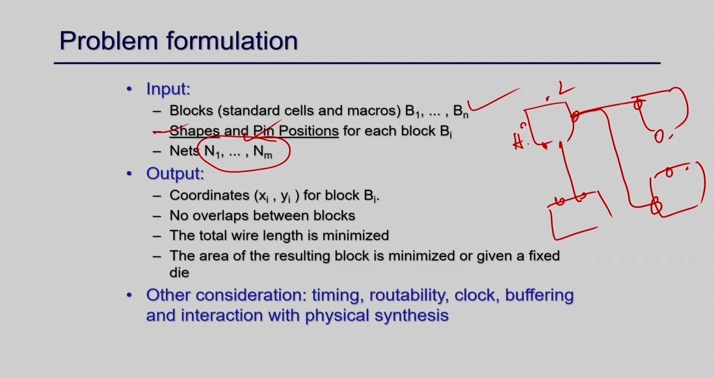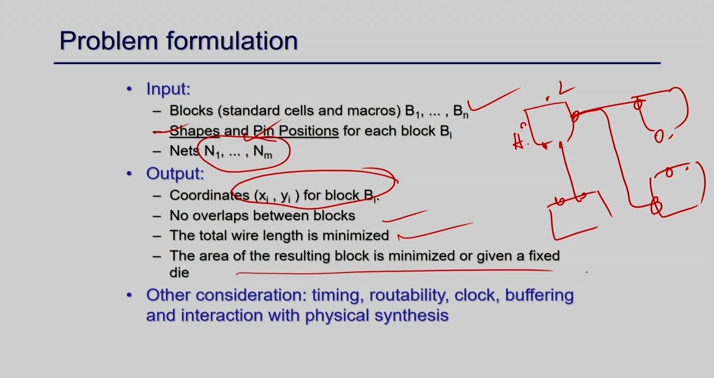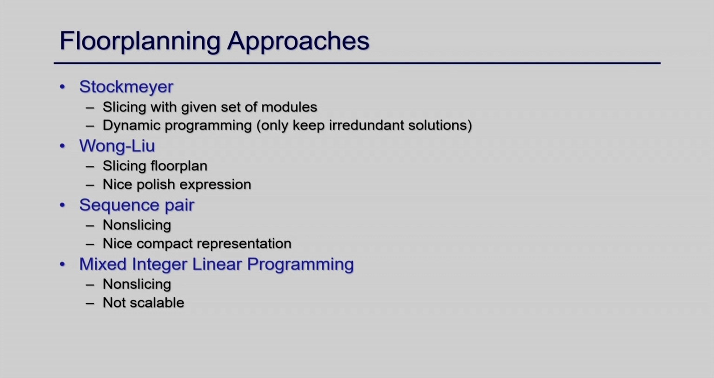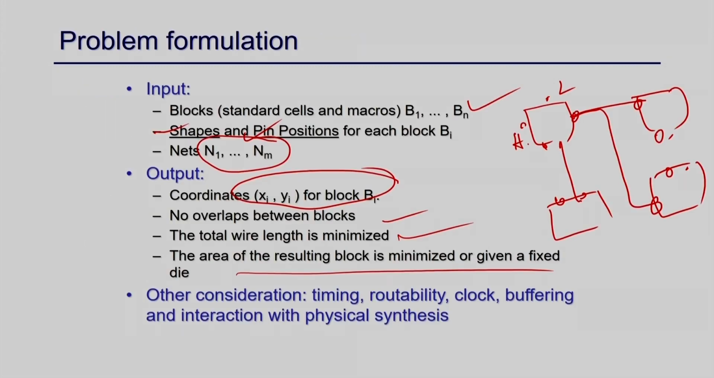So now you try to find the exact position, the coordinate, of each block, so that no block overlaps, total wire length is minimized, and the area of the resulting block is also minimized for a given die, right. So this is the placement problem, and you can have other objectives like timing, routability, clock, similarly like in floor planning. These can also be your optimization criteria.